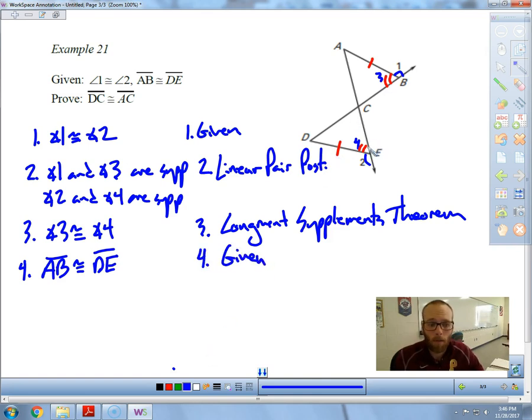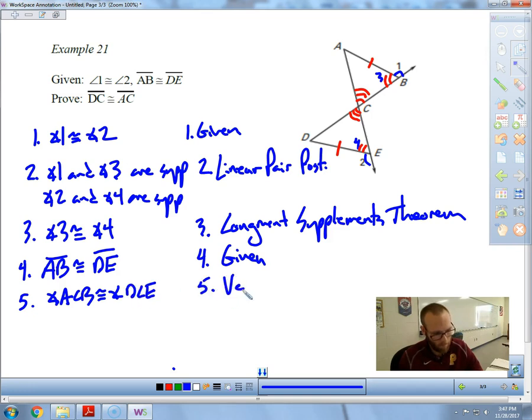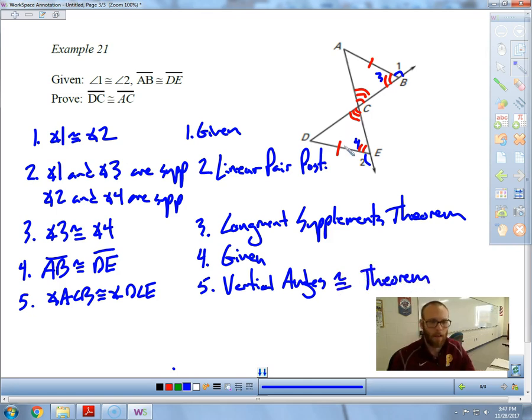Okay, so now I have one pair of angles and one pair of sides. What else is congruent in these two triangles? Our vertical angles are. Angle ACB is congruent to angle DCE. Vertical angles congruence theorem. Now look at my two triangles.